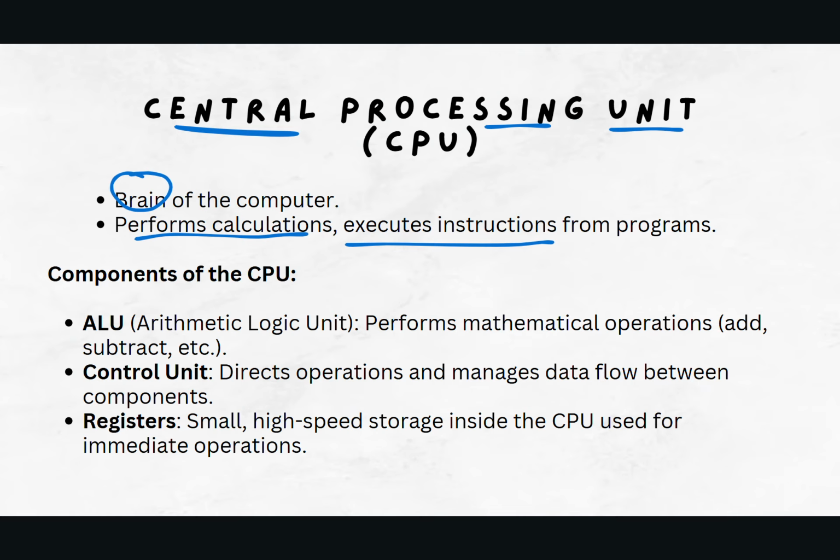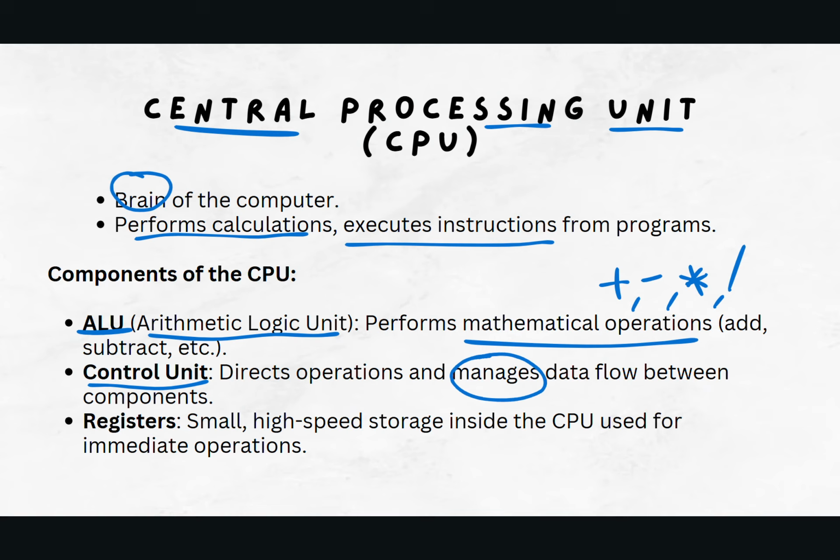So how does the CPU do that? These are the main components of a CPU. The ALU, or the arithmetic logic unit, performs the mathematical operations like addition, subtraction, multiplication and division. So what does a control unit do then? Control unit, just as the name suggests, manages and directs operations and data between components. How the data flows between these other components, all of that is controlled by the control unit.